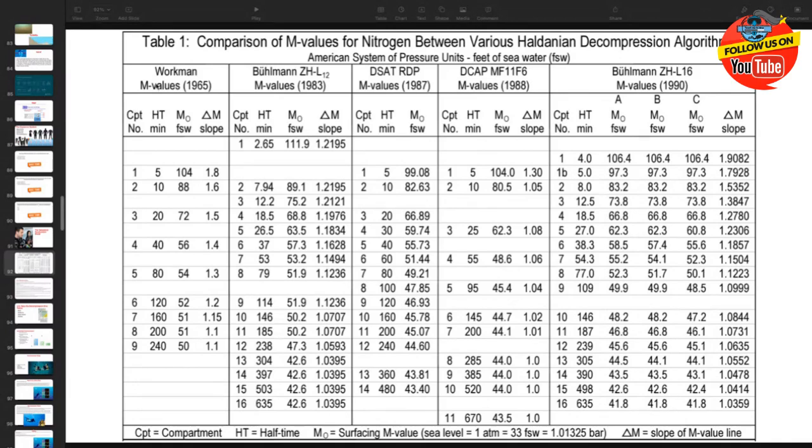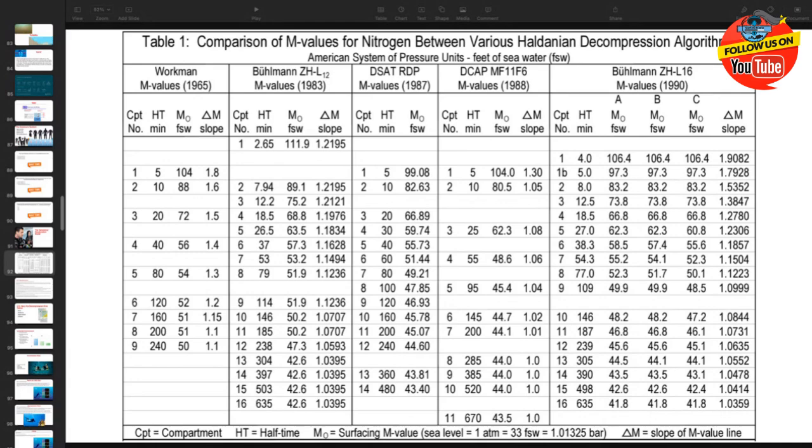So here's Workman with his M values from 65, Buhlmann with his ZHL 12 when he had 12 tissue compartments, and then finally his 16C, which was his latest, all the way from his version A, B to C. And so you can start getting at half time in minutes in the tissue compartment. So we can start saying, okay, at 106 feet freshwater, the half time of tissue compartment number 1 is 4 minutes. And he came up with this complete algorithm to get an idea of overall, here's what it's going to take for the half time for each tissue compartment at each depth.